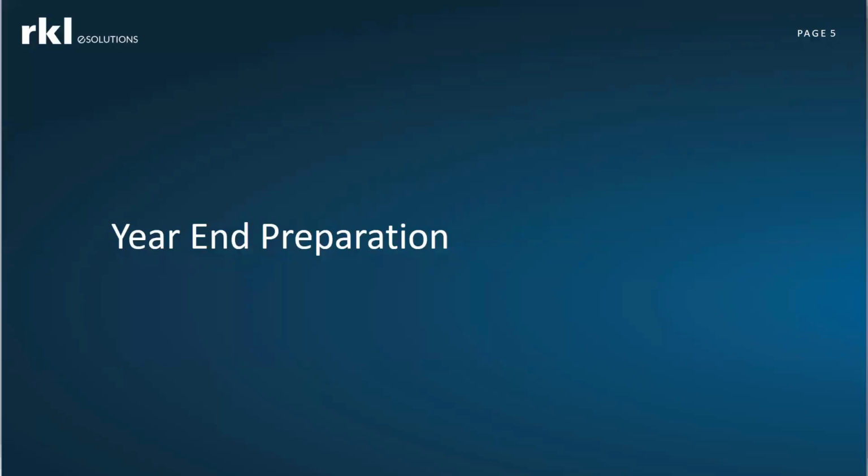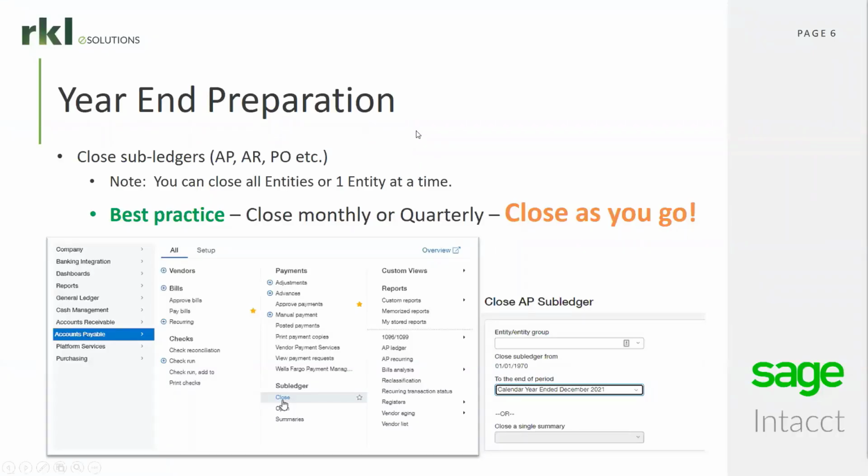Year-end preparation. You definitely want to close your subledgers, okay? AP, AR, PO if you have it, OE if you have it, GL, we'll get to that a little bit later. You definitely want to do that, okay? You can close all of your entities at once. You can close one entity at a time, but the best practice is close monthly or quarterly. Close monthly, right? And close as you go.